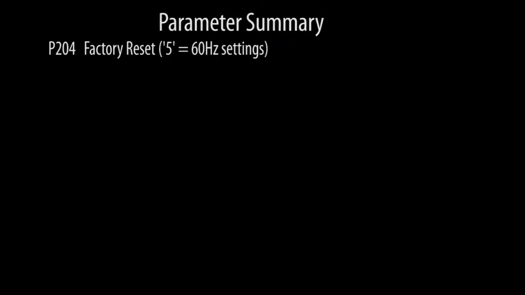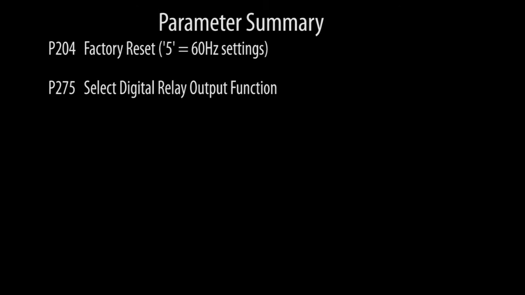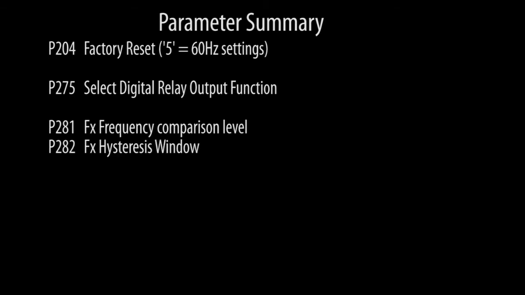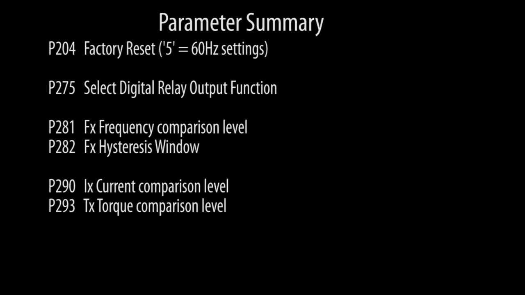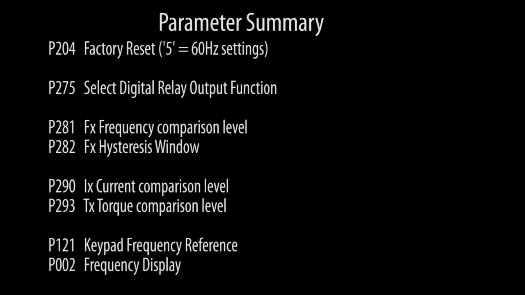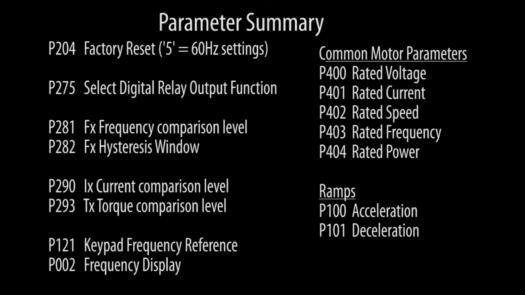So after the factory reset, all we really did was tell the digital output what we wanted it to do. And for some of the functions, we needed to provide a frequency level to compare against, and we found that we could even use hysteresis if we wanted to. And while we didn't do it in this video, there are similar comparison levels for the current and torque monitoring functions. And of course, we also entered and viewed the reference frequencies using these guys. Now, while the default motor parameters worked for this demo, you should be sure to enter your motor parameters in these guys to get the best possible drive performance. Well, that ought to be enough to get you going.